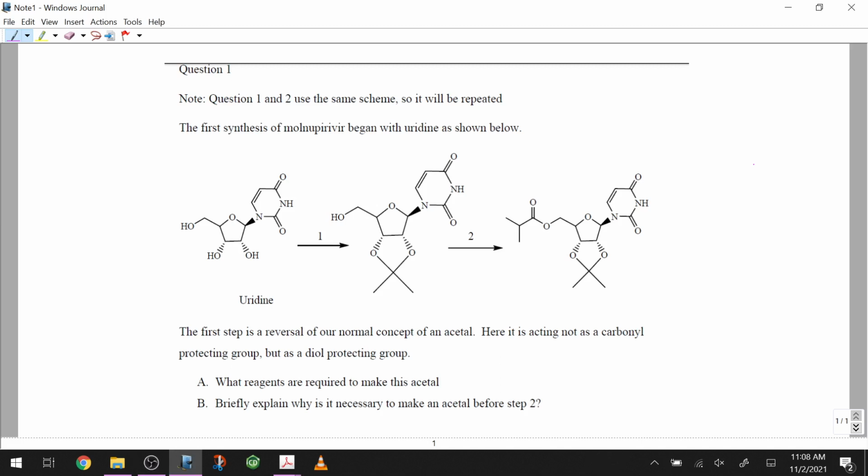All right, question 1, the acetal question. Now, I pointed this out in the hopes that it would give you a hint that this is a reversed version of our normal look at an acetal. Normally we use an acetal, we're covering up a carbonyl group, an aldehyde or a ketone. That's not the case here. We're flipping it on its head.